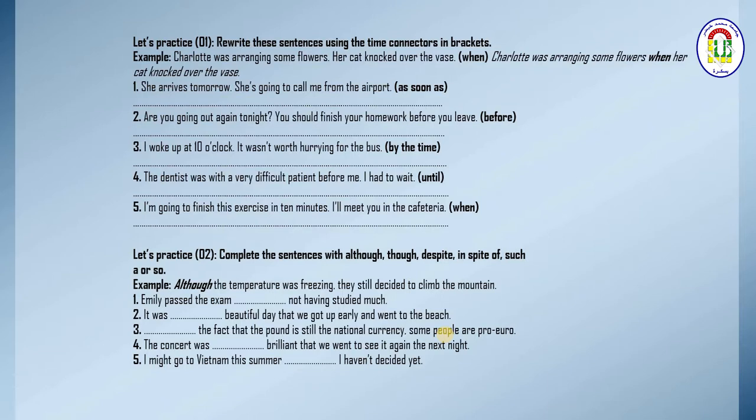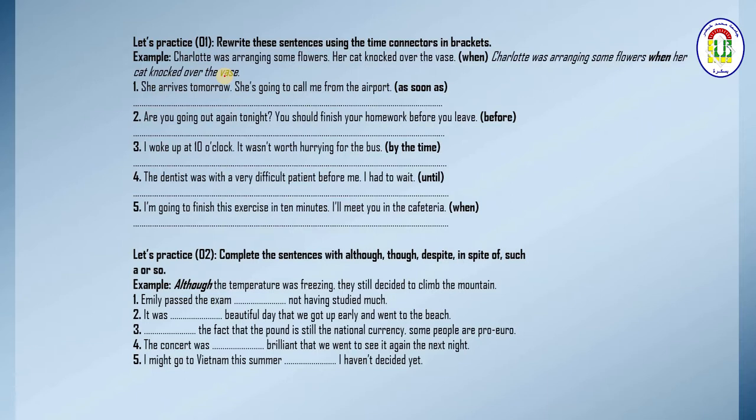So we have here an example. Charlotte was arranging some flowers. Her cat knocked over the vase. So if we are going to make it, we join them, it'll be: Charlotte was arranging some flowers when her cat knocked over the vase. Okay? So this is normally a way to link between subordinating and main clauses.